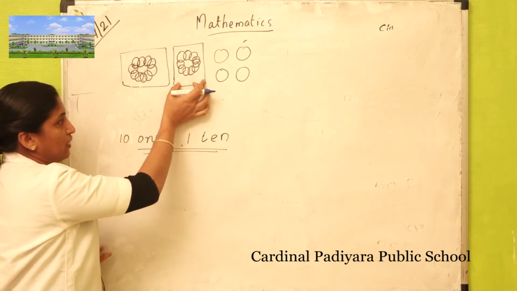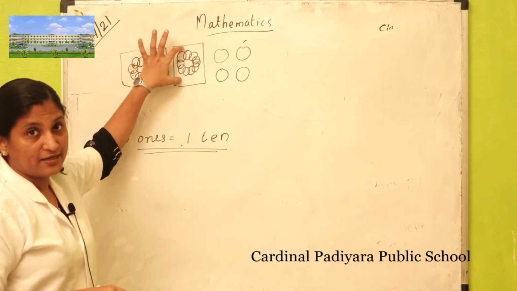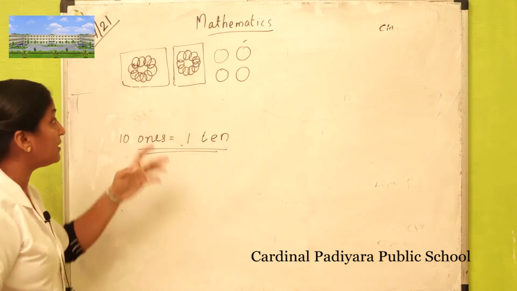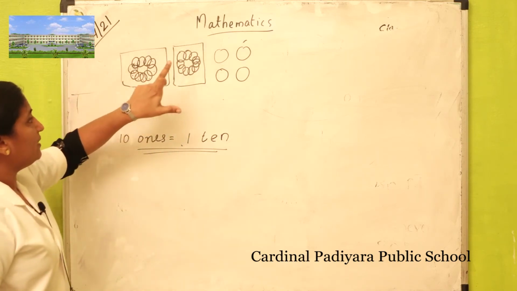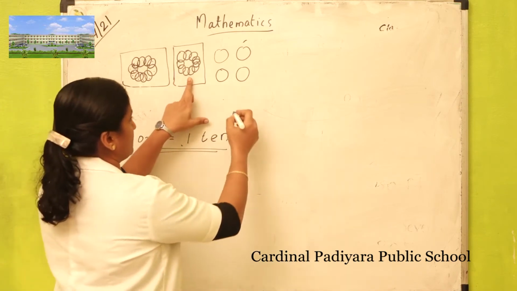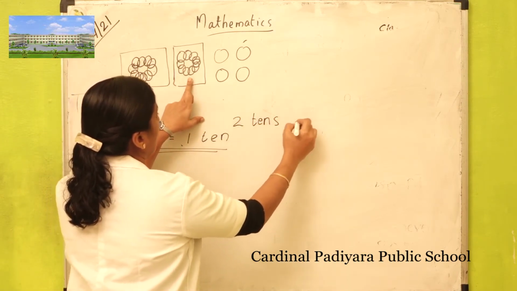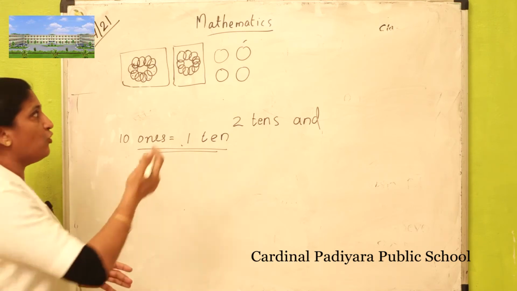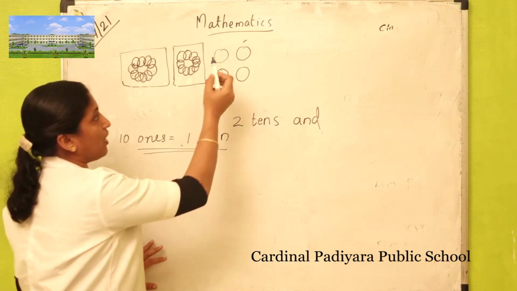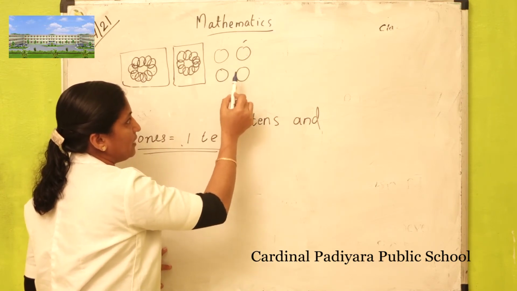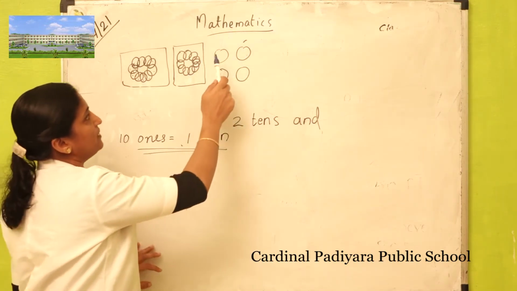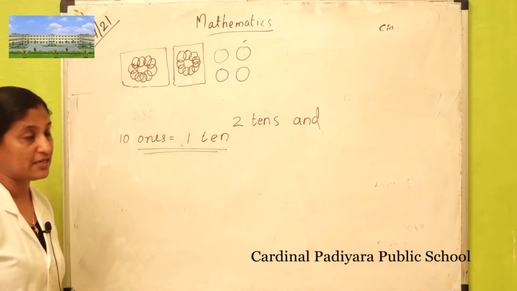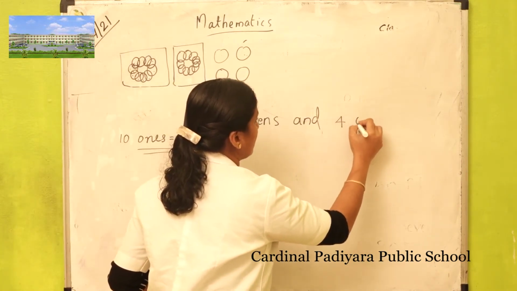Then again next box. Look at this next box. How many rings can you see here? 10. Again 10. So this is 1 ten. Again one more 10. Total how many tens? 2 tens. And 2 tens and how many ones? That means separate rings. How many loose rings? Count 1, 2, 3, 4. 4 separate rings. So that means 1 one, 2 ones, 3 ones, 4 ones. So 2 tens and 4 ones.